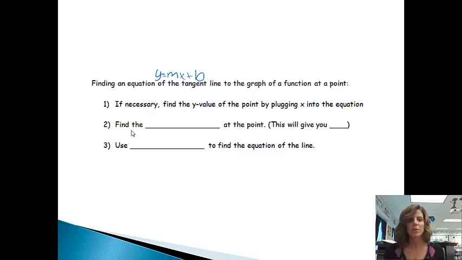There are 3 steps that we'll use, and then we'll do some examples. If necessary, first of all, we'll find the y value of the point by plugging x into the equation, and by equation, I mean the original equation. The next thing that we're going to do is to find the derivative, because remember, when we find the derivative, that will give us m, or that will give us the slope of the function. And then we will use y equals mx plus b to find the equation of the line. So it's mostly taking a few items that we already know how to do and putting them together.